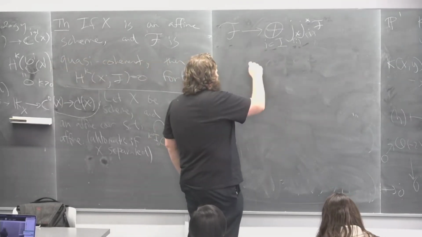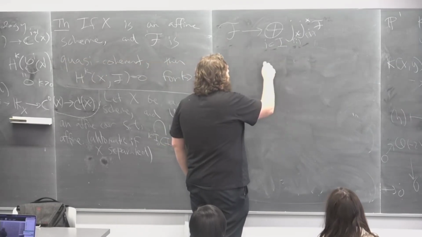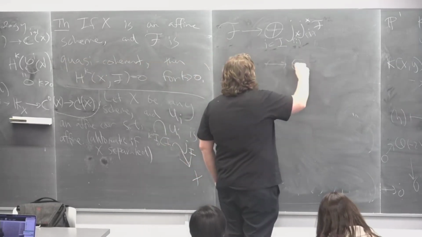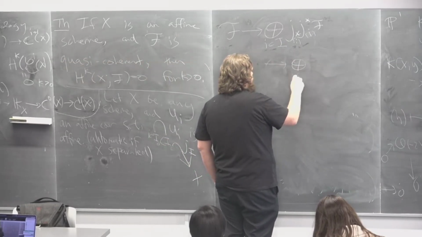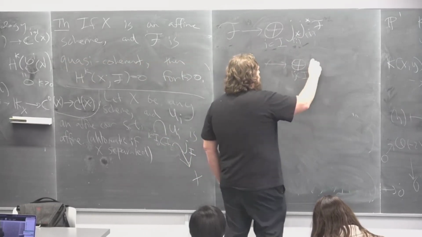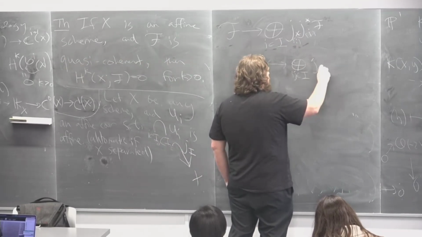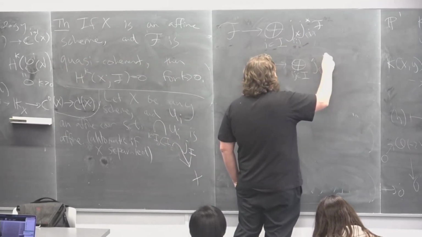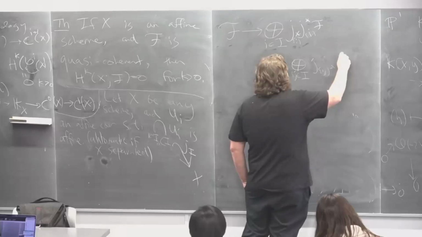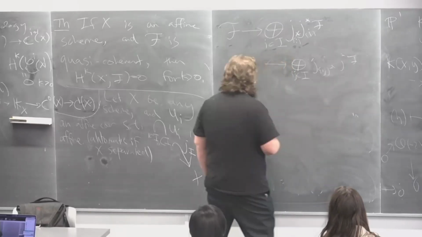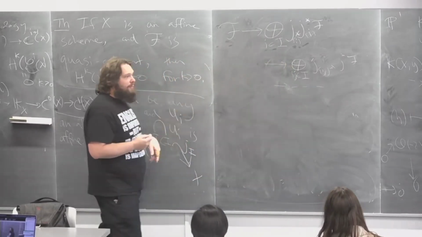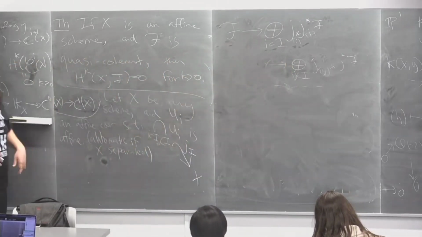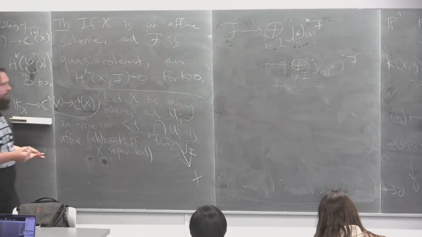All right, and then I map to pairs, etc. And these differentials always come from restriction. I have to throw in some signs. We'll talk about the details later.